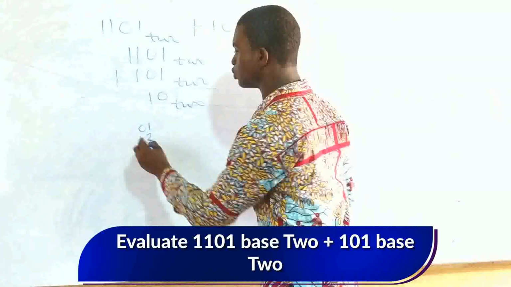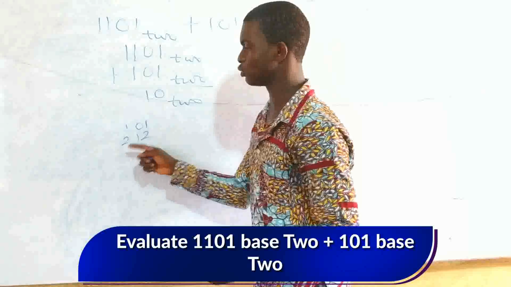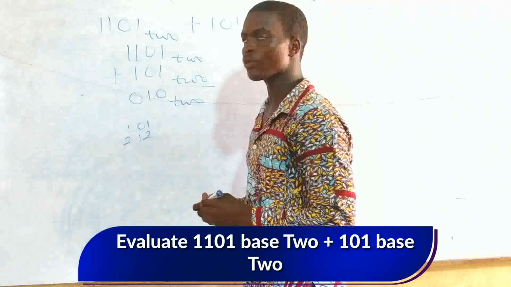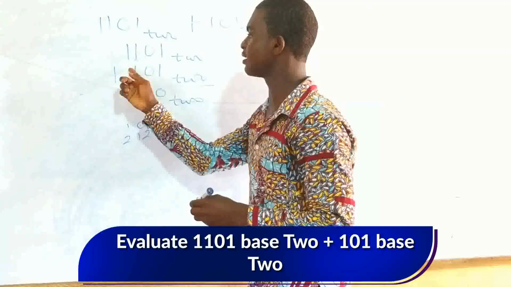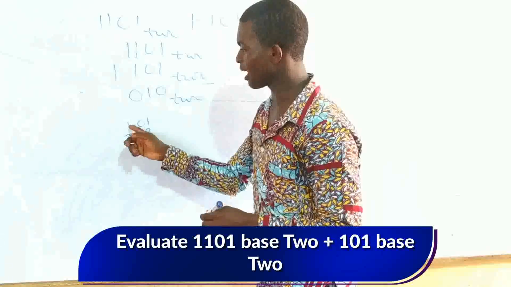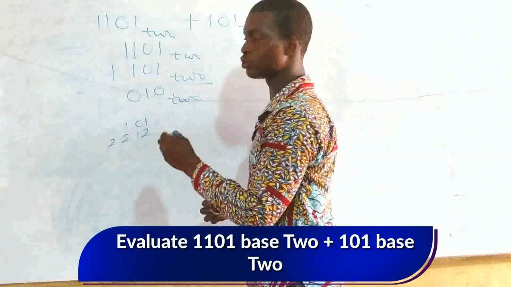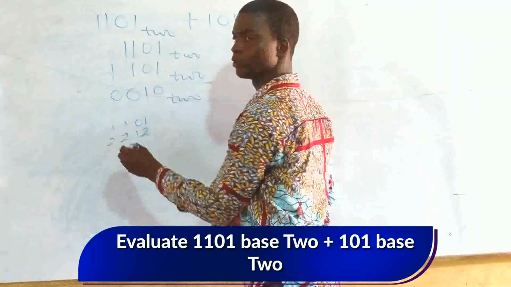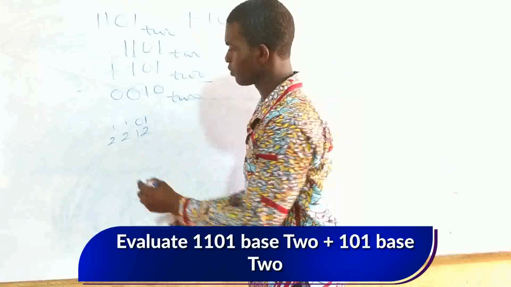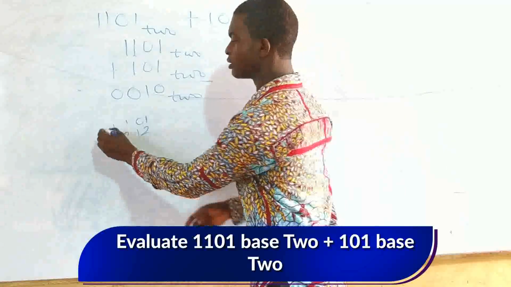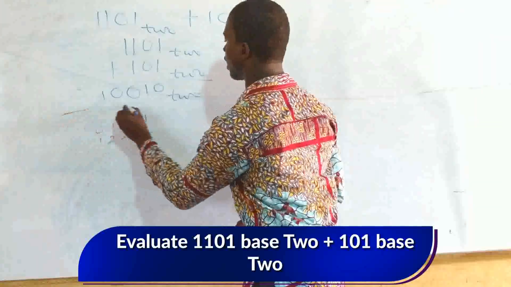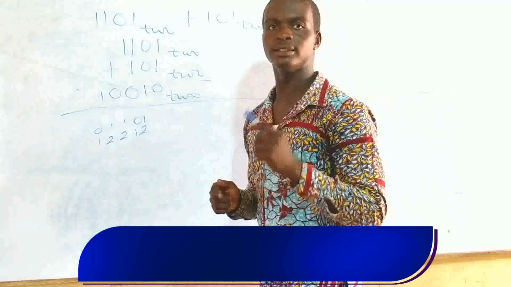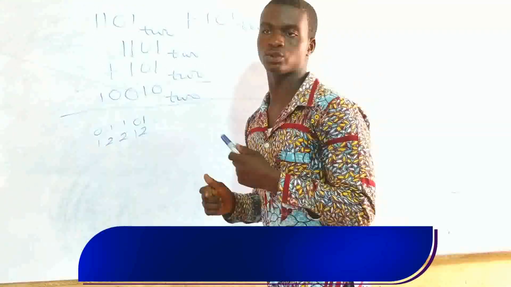And 1 plus 1 gives you 2. 2 goes into it 1, and the remainder will be 0. We now have 1 over here, adding to, let's say 0 is over here, so it is 1. 1 plus this 1 gives us 2. So 2 goes into it 1, and we have remainder of 0. With this one we still have, we bring it here, 2 goes into it 0, remainder 1. And so our answer is 1 0 0 1 0 base 2.